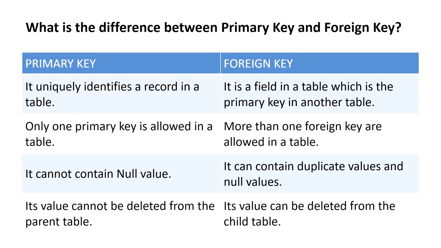What is the difference between primary key and foreign key? Primary key uniquely identifies a record in a table. Only one primary key is allowed in a table. It cannot contain null values. Its value cannot be deleted from the parent table. Foreign key is a field in a table which is the primary key in another table. More than one foreign key is allowed in a table, so we can add multiple foreign keys in a table. It can contain duplicate values and null values also. Its value can be deleted from the child table.